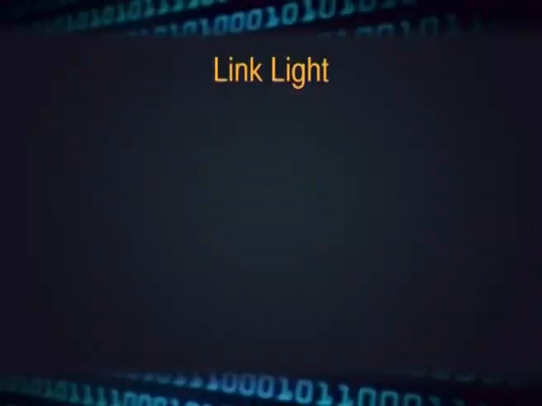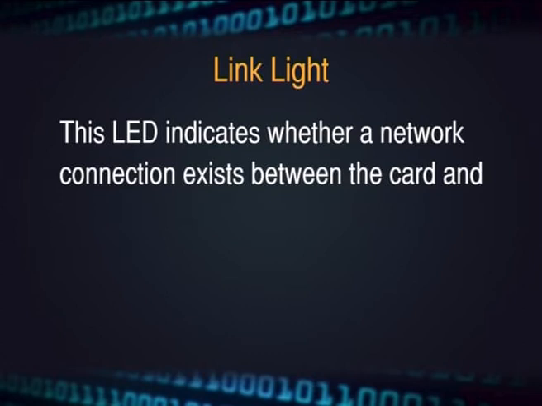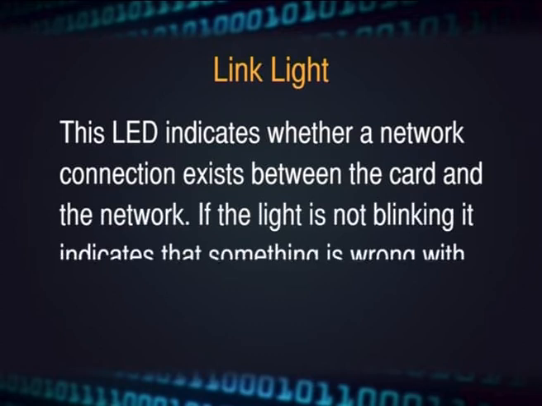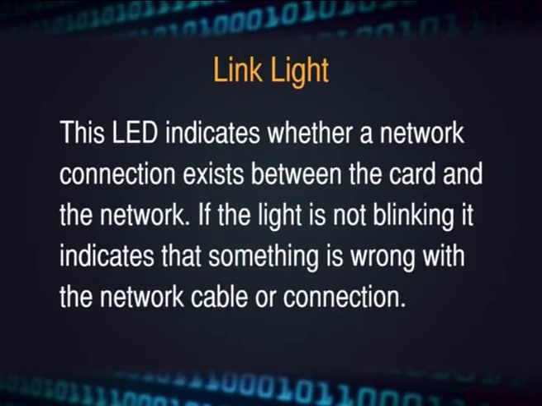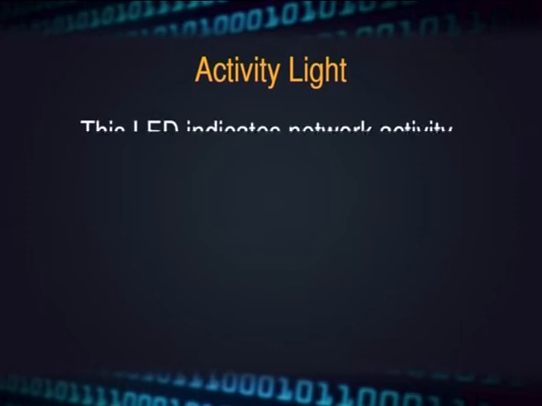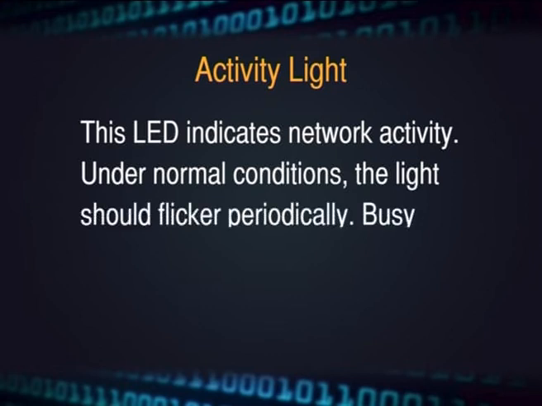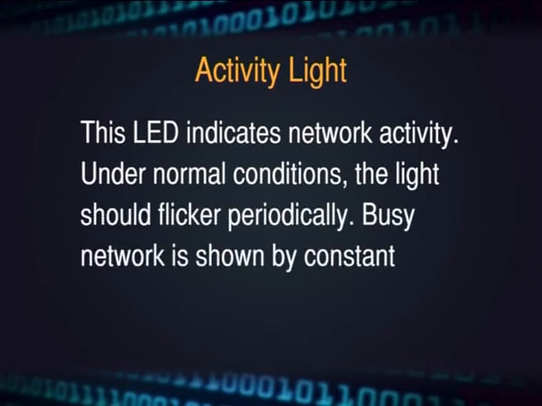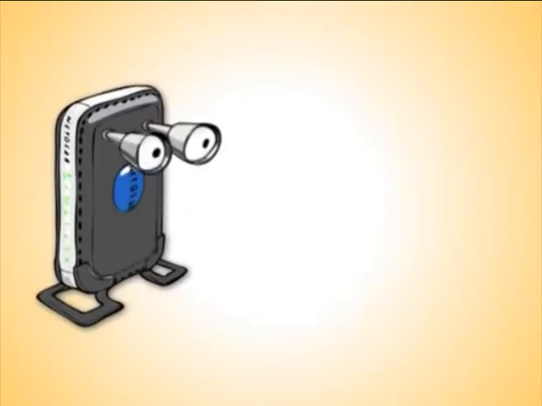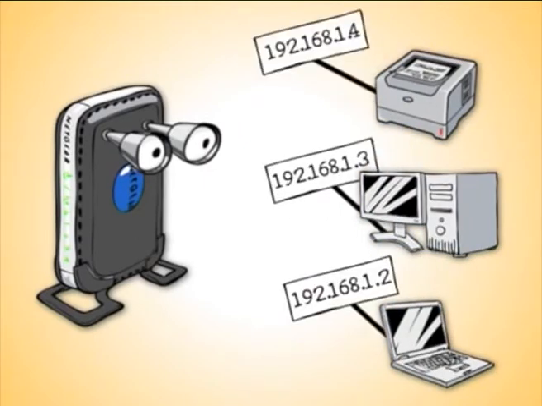These conditions are link light. This LED indicates whether a network connection exists between the card and the network. If the light is not blinking, it indicates that something is wrong with the network cable or connection. Activity light. This LED indicates network activity. Under normal conditions, the light should flicker periodically. A busy network is shown by constant flickering. In a network, each workstation has to be assigned its identification number or address.